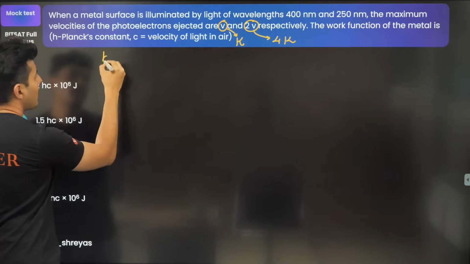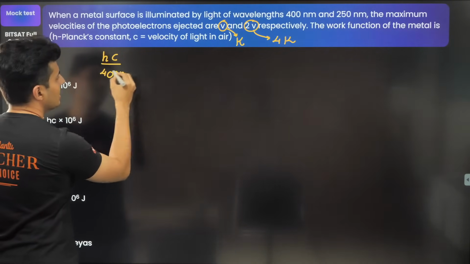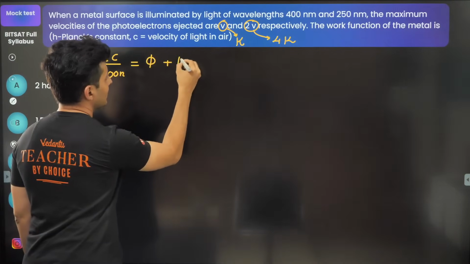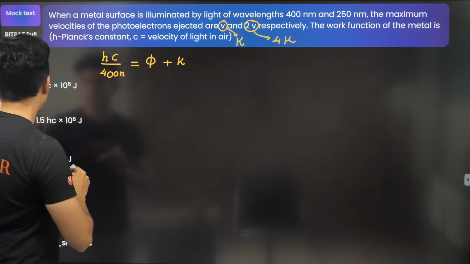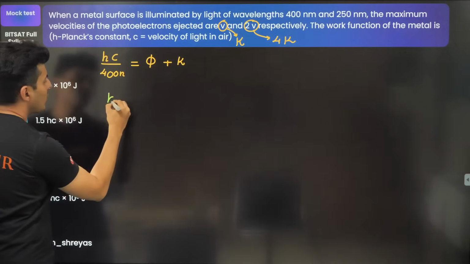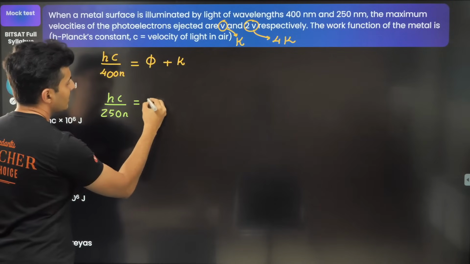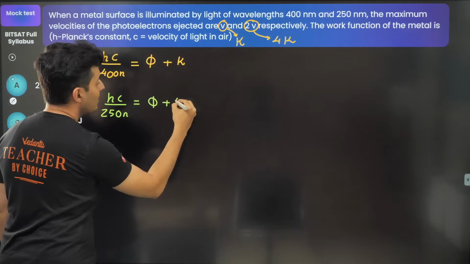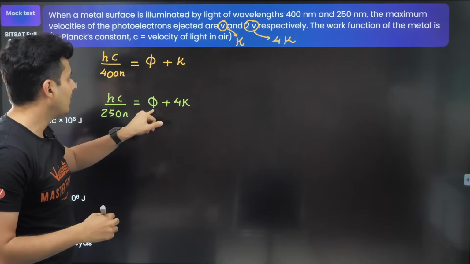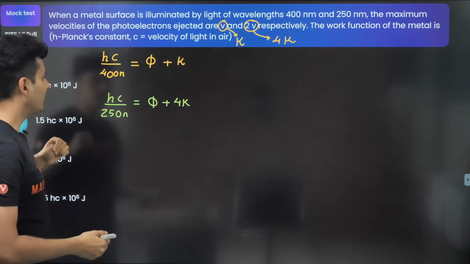So initially, hc by lambda, 400 nanometers, is equal to the work function plus the kinetic energy. Okay. Now next time the wavelength is 250, so hc by 250 nanometer is work function, but the kinetic energy will be 4 times of k. What do I want? I want the work function, that is fine. So how about taking this equation and multiplying it by 4 times? So let's see what do we get.